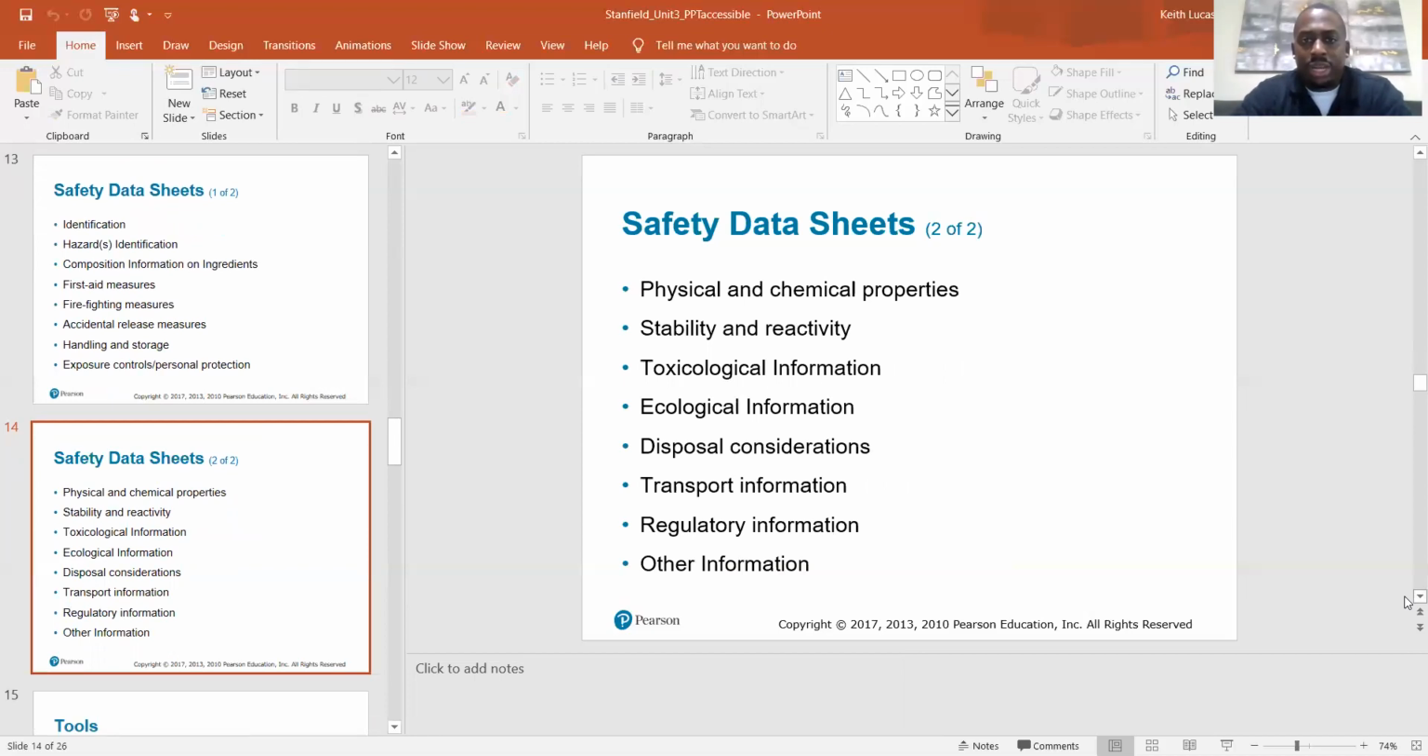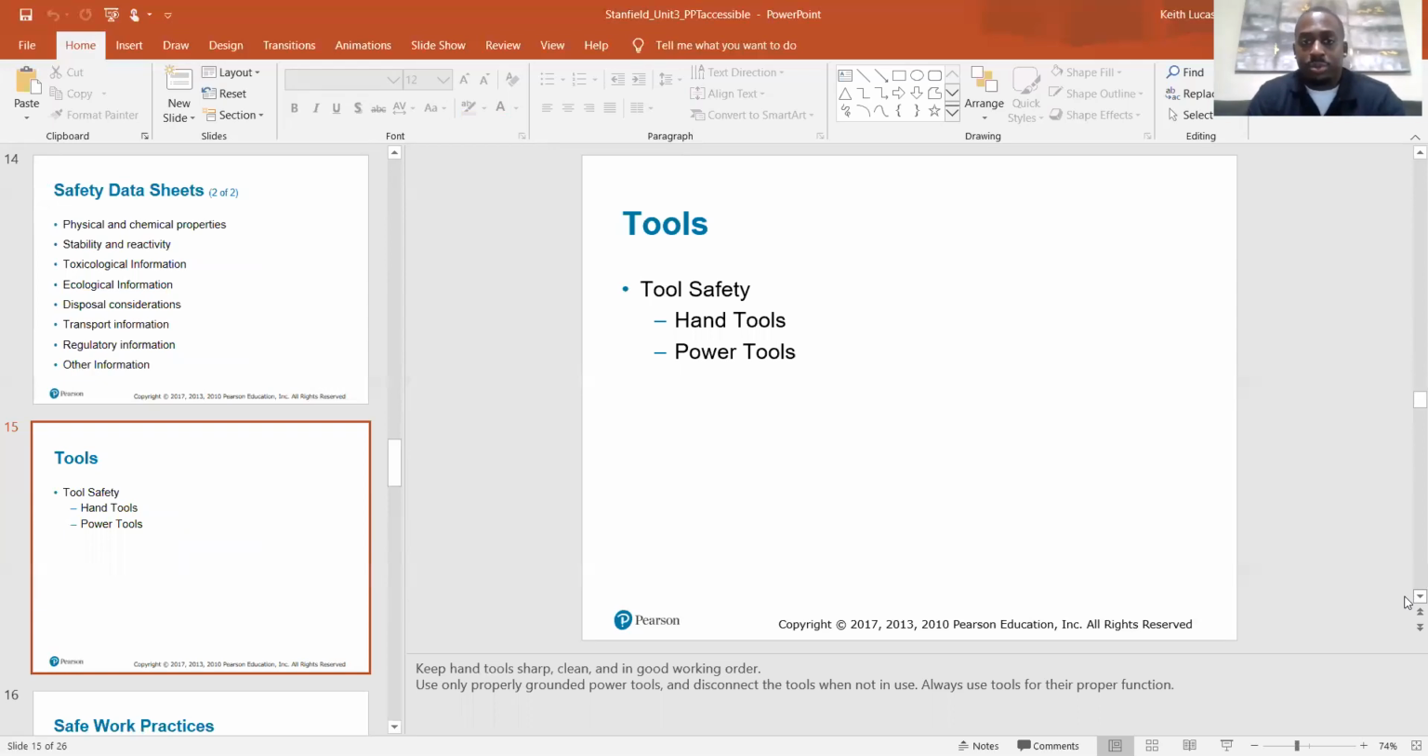Safety data sheets cover physical and chemical properties, stability and reactivity, toxicology information, ecological information, disposal considerations, transport information, regulatory information, and other information that might be necessary. These are all things that you will find on safety data sheets. It's usually in a big yellow binder somewhere in the work area with big red writing on it. You'll see them in mechanical rooms, engine rooms, and workshops, places where hazards are present and you're dealing with machinery, materials, and chemicals that you need to know about so you can protect yourself against the possible hazards that are present.